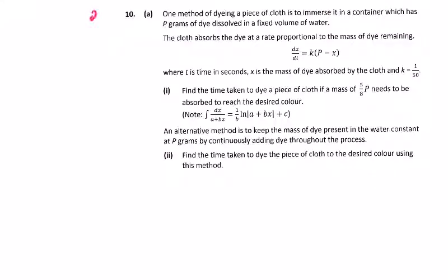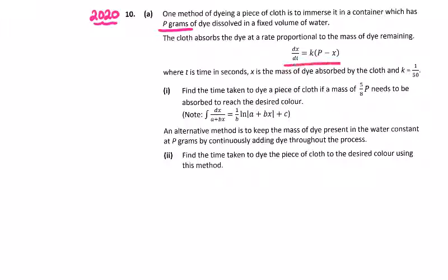So here we have the 2020 differentiation question. One method of dyeing a piece of cloth is to immerse it in a container which has p grams of dye dissolved in a fixed volume of water. The cloth absorbs the dye at a rate proportional to the mass of the dye.